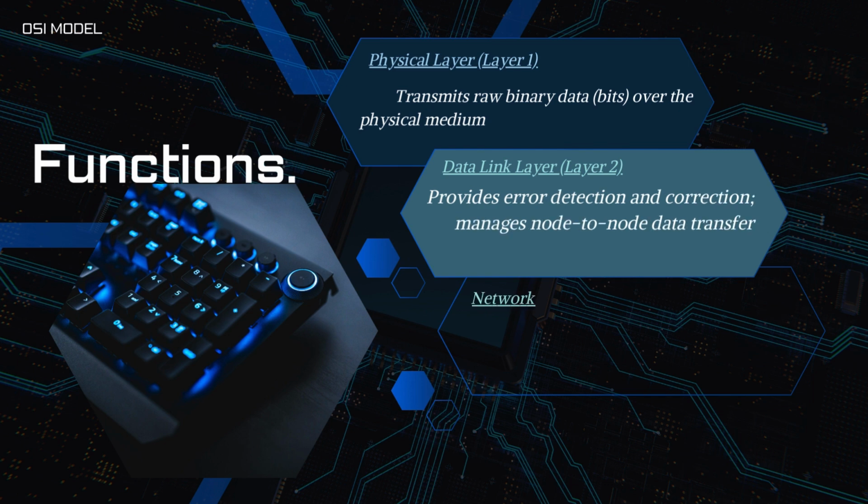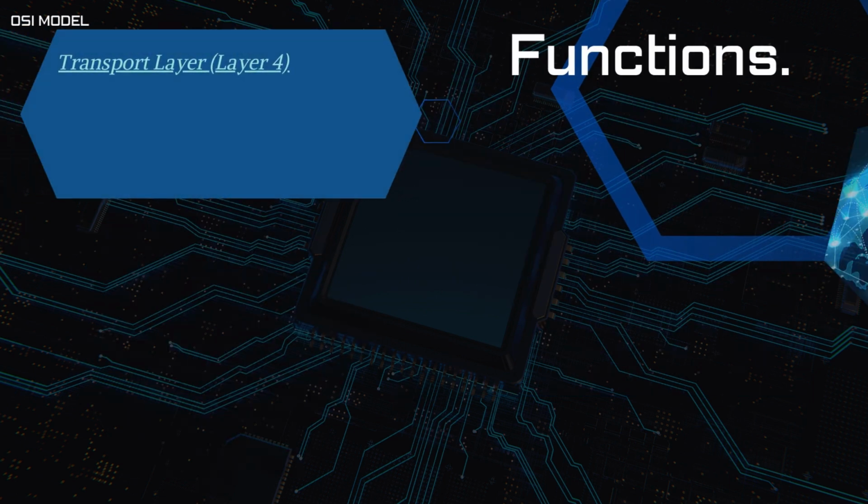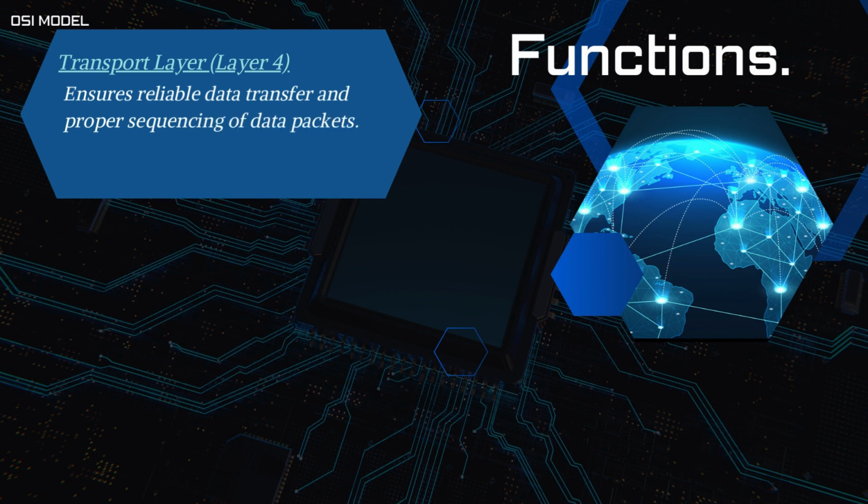Network layer manages routing and forwarding of packets across network boundaries. It is responsible for logical addressing and determining the best path for data to travel from source to destination. Transport layer provides end-to-end communication services for applications. It ensures complete data transfer through error recovery, flow control, and data segmentation.